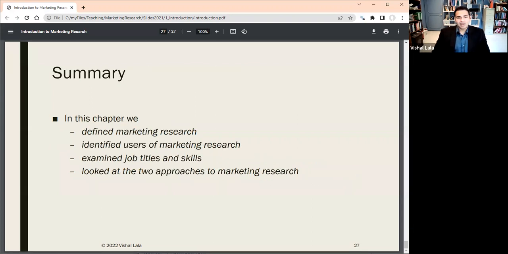To sum up then, in this chapter, we defined research. We looked at the uses of research, examined some job titles and skills, the new and the old. And lastly, we examined the two approaches to marketing research.